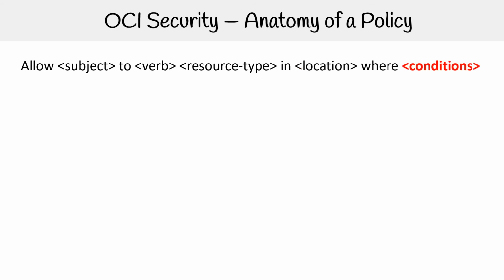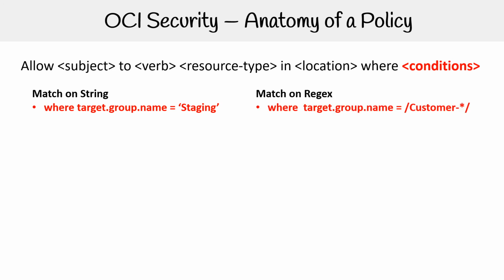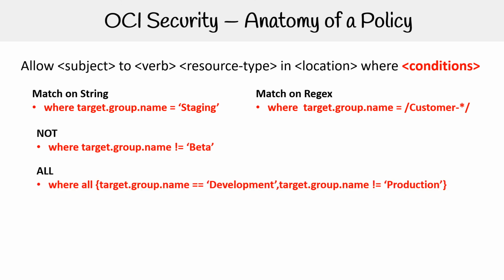And then last is conditions, and we have a lot of options here for conditions. We could match based on a string, so we could say where target group dot name equals staging. You could match based off a regex, so we only want to match target groups that have a customer. And then you have not. So this could be target group name, so as long as it's not beta, then we won't use the beta one.